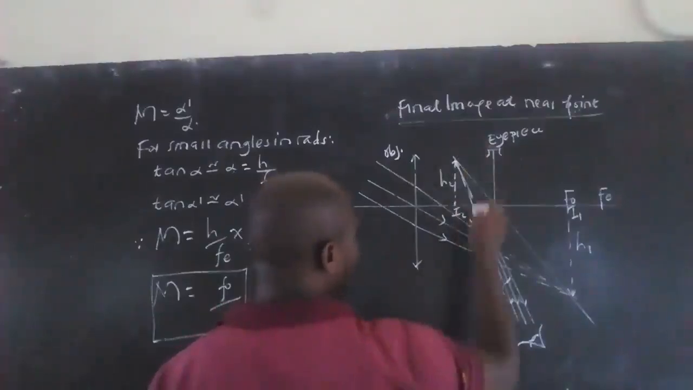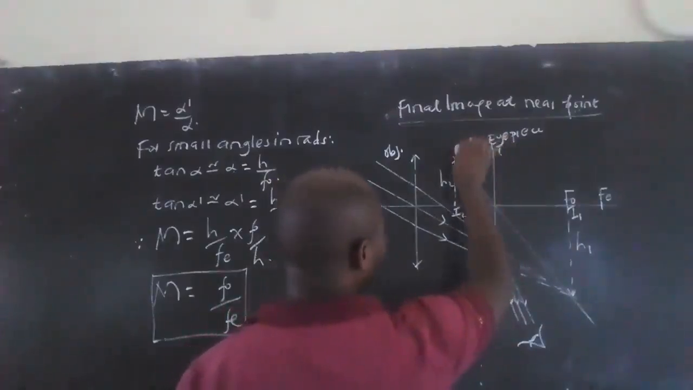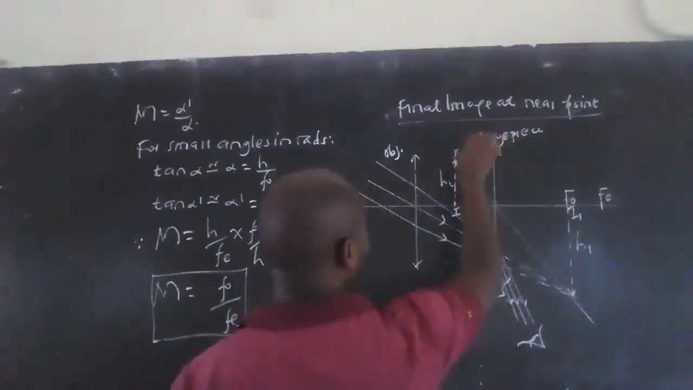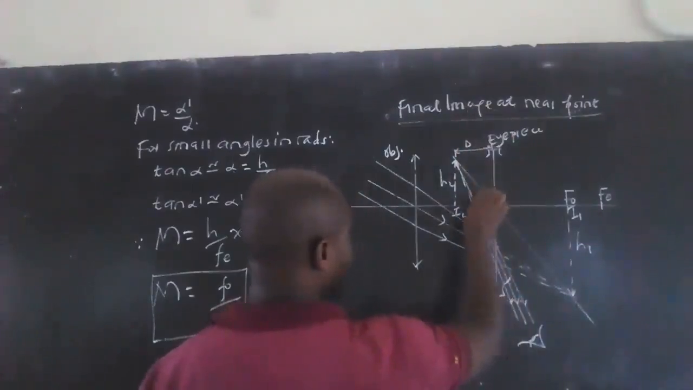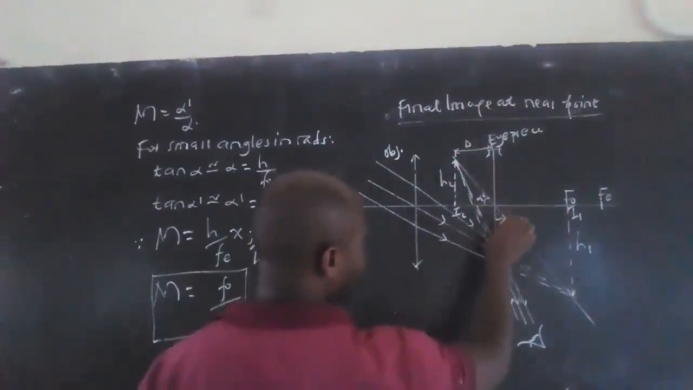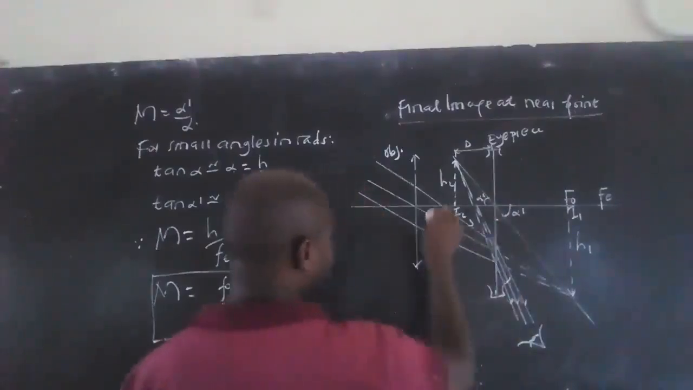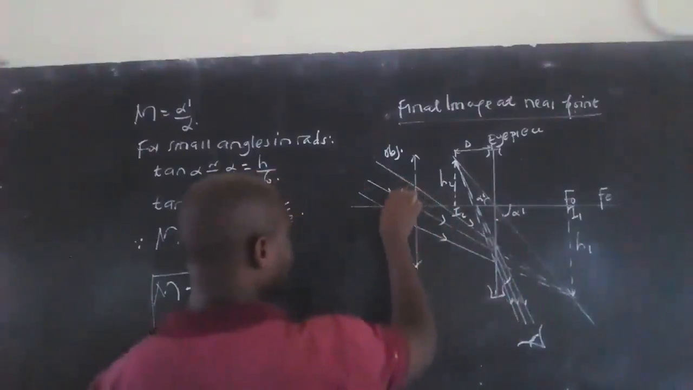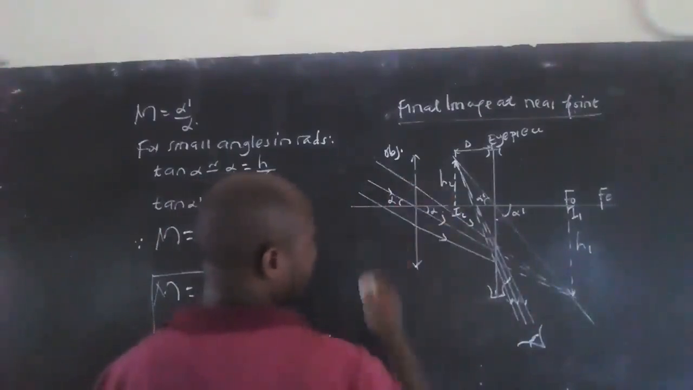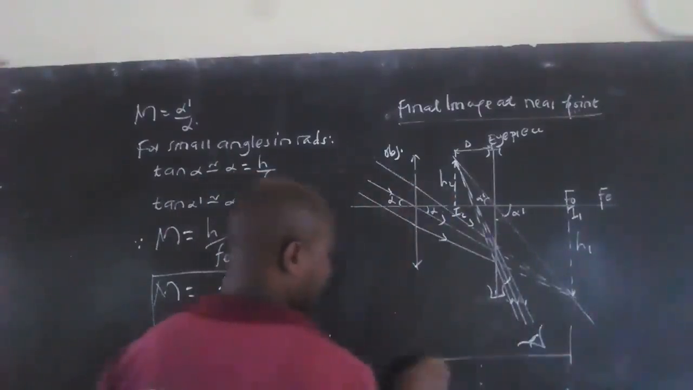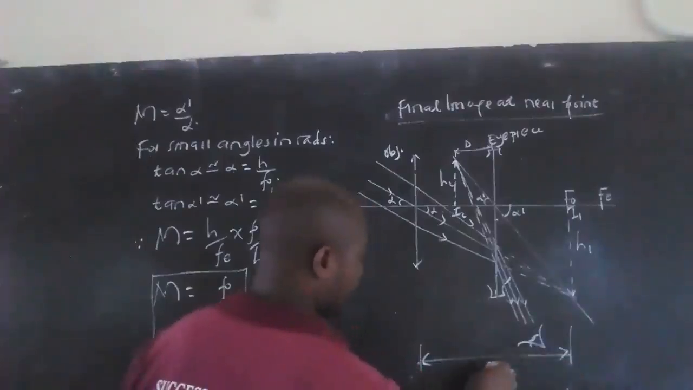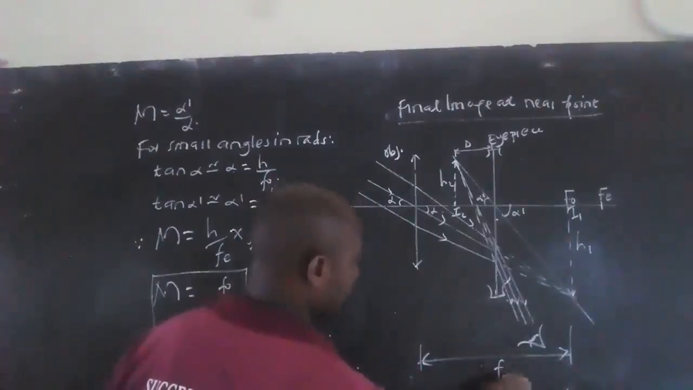So then after that, we shall have this is H1, H2. The distance from here to here, that distance is G. Okay, so this is alpha prime, which is same as this. Then the angle subtended by the object is this alpha. So that from here up to here, it becomes what? It becomes F naught.